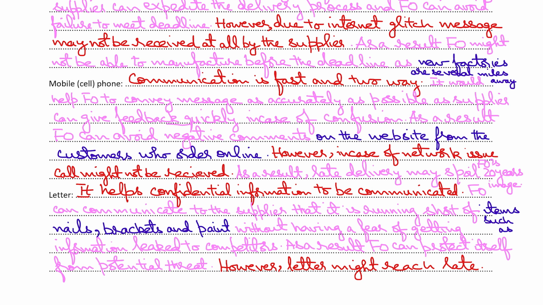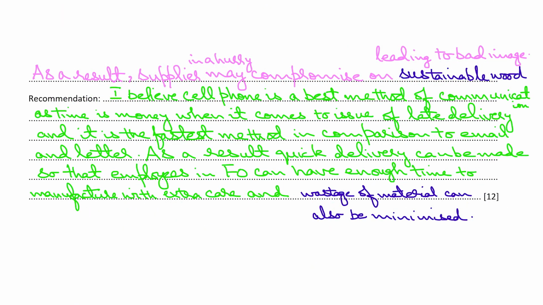Okay, however, now the other side, the disadvantage: the letter might reach late. This is the knowledge part, right? As a result, a supplier in a hurry may compromise on sustainable wood, leading to a bad image. Again, it is written in the case study that the supplier uses sustainable wood. So if the supplier is not able to get it, the supplier might be using some other wood which might not be sustainable, and that can spread a very bad image for SO as well if there is a delay there, and it can happen, right? Because the letter obviously takes time, and FO might be in a hurry, no?